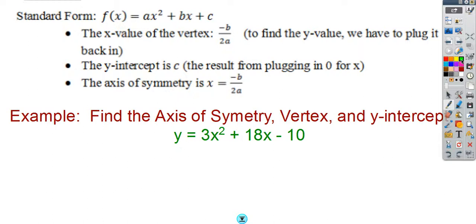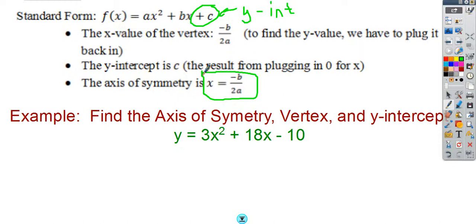The y-intercept is c. It's always your c value. So up here, I want you to circle c and write an arrow and say that's your y-intercept every time. And then the axis of symmetry is x equals negative b over 2a. And that is an important formula to know. You do not have to memorize it, but if you do know it, it will save you a lot of trouble.